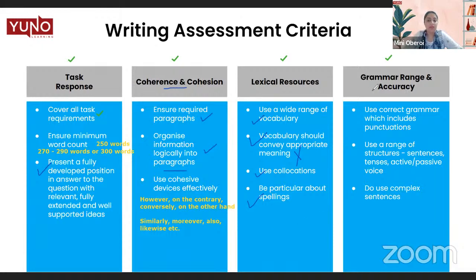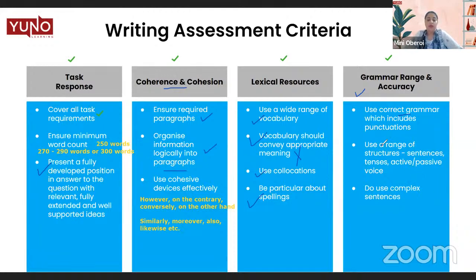Then when we come to grammar, now this is an area where most of the students find it very difficult to go beyond a 6. How can we go beyond a 6? When we try to use grammar with correct punctuations, the correct use of comma, full stop, the semicolons, that is how we get our desired score.